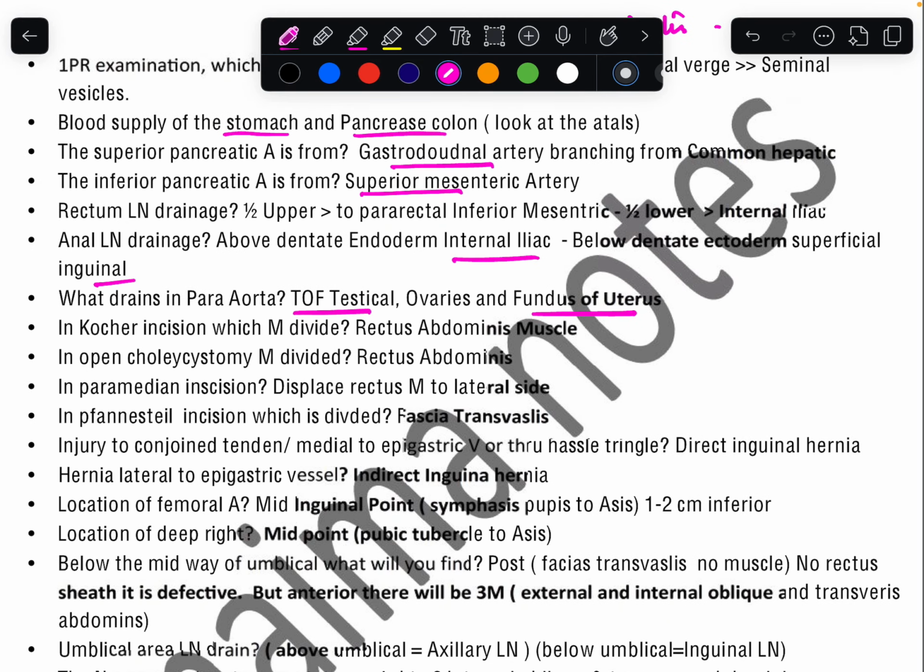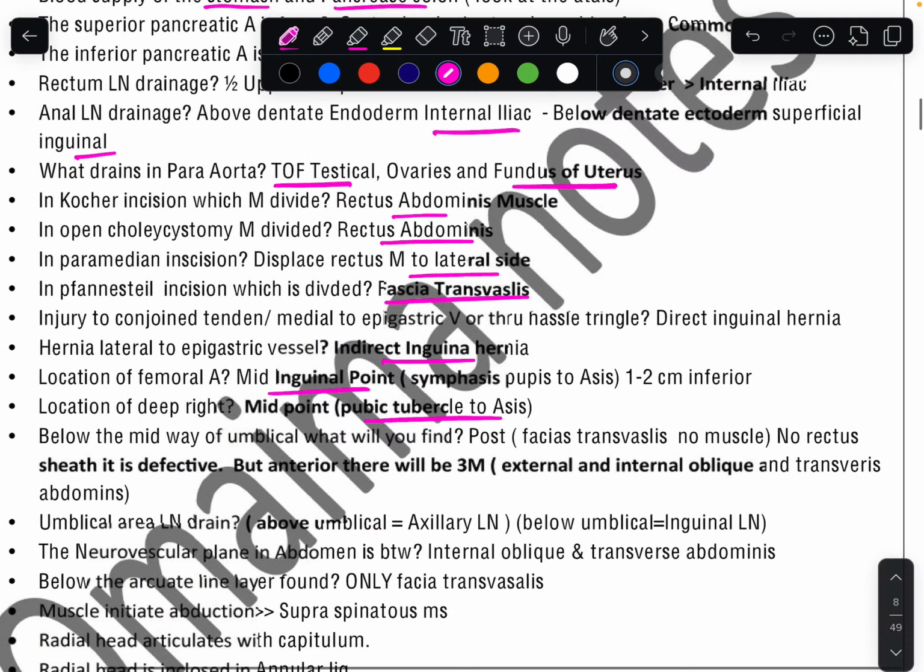In Pfannenstiel incision, which muscle is divided? Rectus abdominis is displaced, not divided. Pyramidalis is divided; incision displaces rectus to the lateral side. Then fascia transversalis. Injury to conjoint tendon medial to epigastric vessels, through Hesselbach's triangle, gives direct inguinal hernia. Hernia lateral to epigastric vessels is indirect hernia. Location of femoral artery: mid-inguinal point. Mid-inguinal point is between ASIS and pubic symphysis. Location of deep ring: midpoint of inguinal ligament.